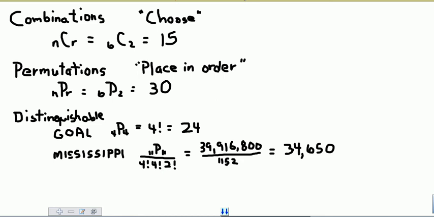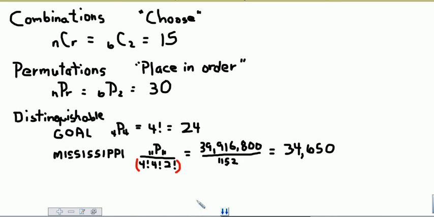Now, if you type all of this in your calculator at one time, be careful. Remember, parentheses. If you don't put those parentheses, it's going to divide by 4 factorial, multiply by 4 factorial, divide by 2 factorial, and you're going to get almost 20 million there. And that's going to be way off. Make sure you put parentheses around your numerator and your denominator anytime you're doing fractions in your calculator.